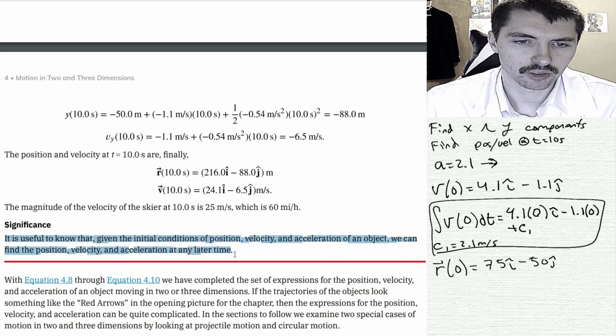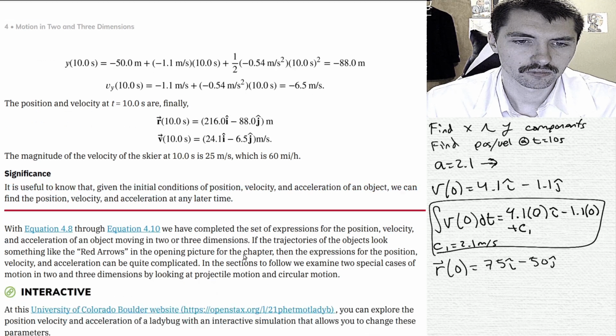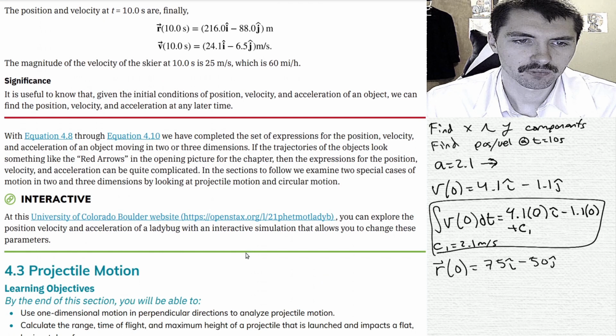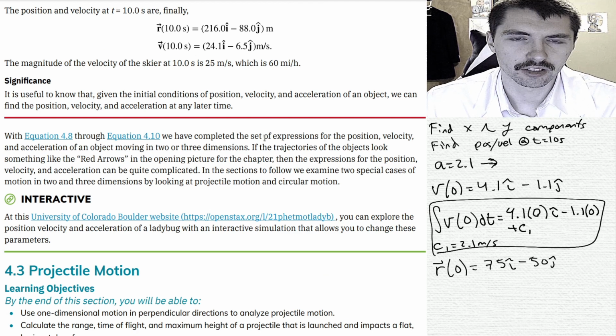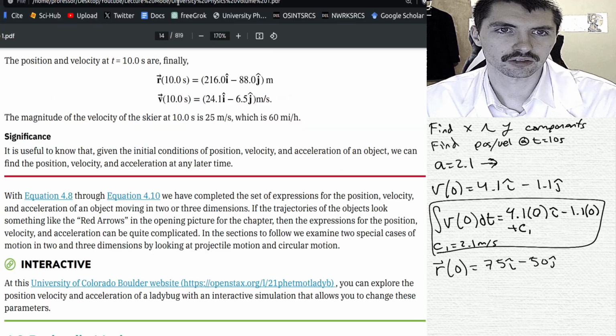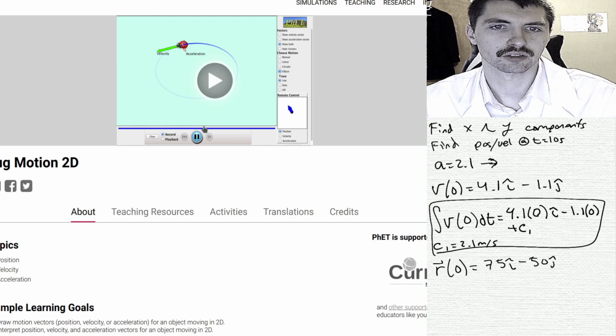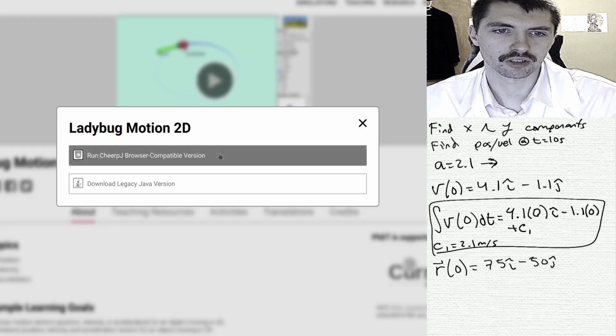It is useful to know, given the initial conditions of position, velocity, acceleration. Okay. About out of time. I guess I'll end it with this interactive thing. If it works, these are kind of hit or miss.